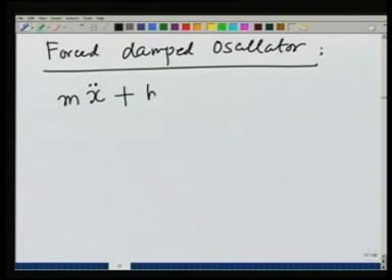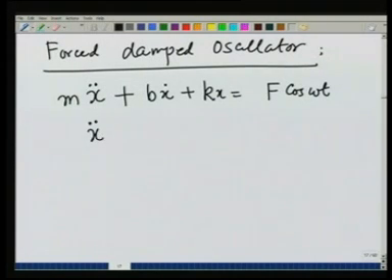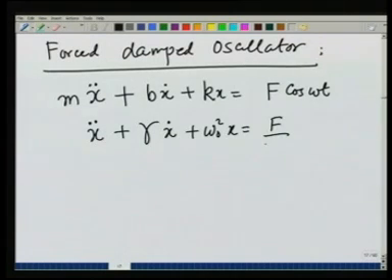In this case, the equation of motion, of which you are by now experts, is going to look like m x double dot plus b x dot plus k x is equal to F cosine of omega t. Dividing by m, I get x double dot plus b over m, which I have been writing as gamma, x dot plus omega 0 square x equals F over m cosine of omega t.